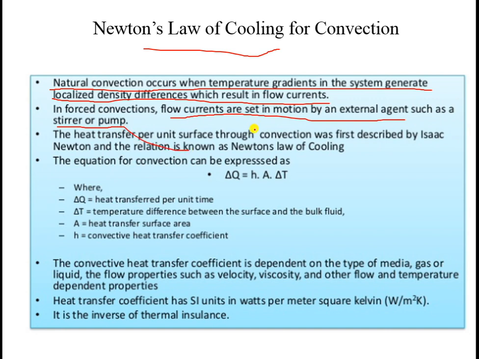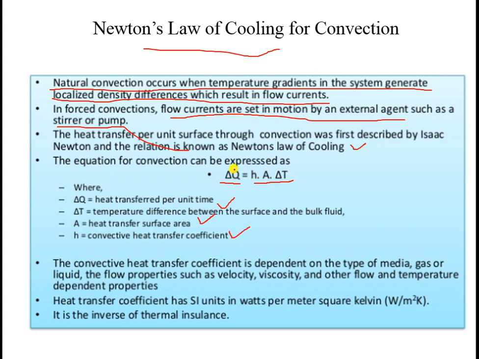Heat transfer per unit surface through convection was first described by Isaac Newton, and the relation is known as Newton's law of cooling. Now, what does Newton's law of cooling state? It states that the heat transferred per unit time is directly proportional to the temperature difference between the surface and the bulk fluid, and the area of heat transfer, and the proportionality constant is the convective heat transfer coefficient.